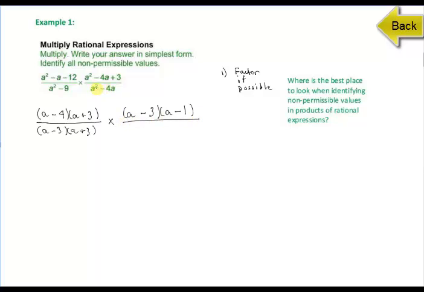And then we have a binomial in this denominator here, but notice it's not a difference of squares because this a over here is not a square. So it looks like we just have a common factor of a that we can factor out, and that leaves us with a minus 4. Okay, so step 1 is done. We've completely factored. The second step is to reduce.